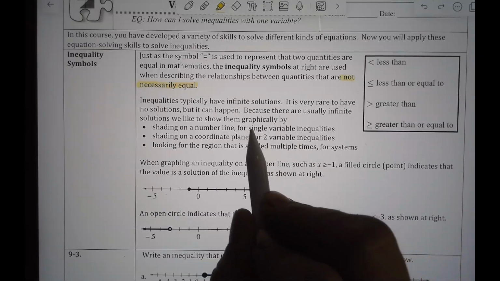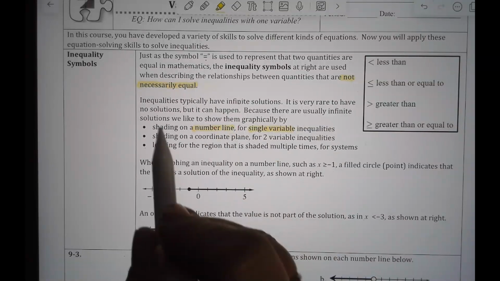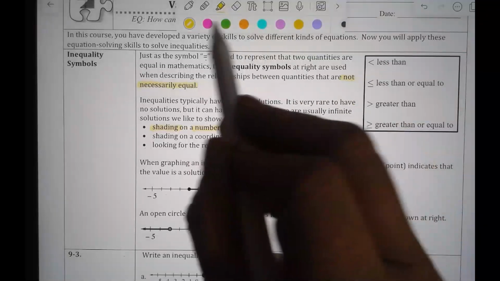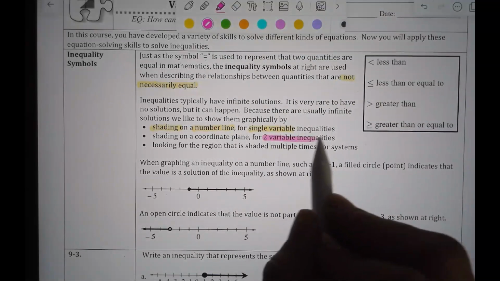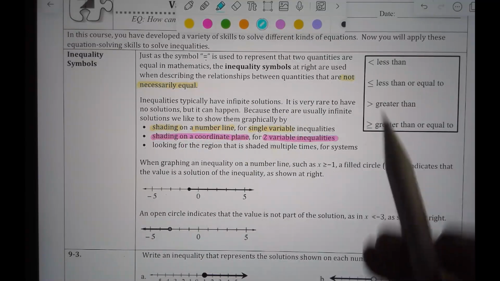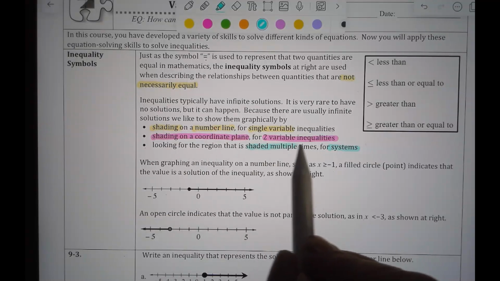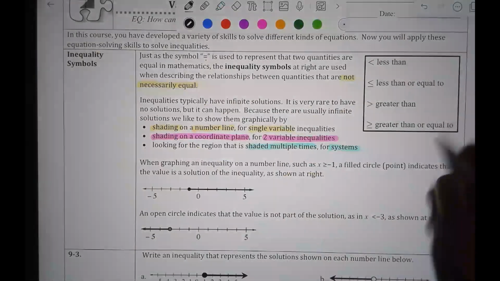So when we're doing a single variable inequality, we shade using a number line. If we are doing a two-variable inequality, we shade on a coordinate plane. And when we're doing a system, we're looking for a region that's shaded multiple times, so overlapping regions.